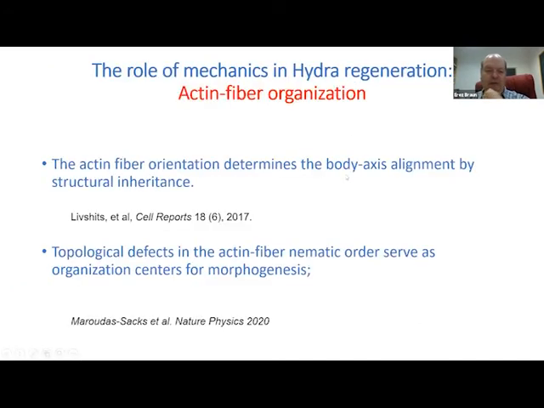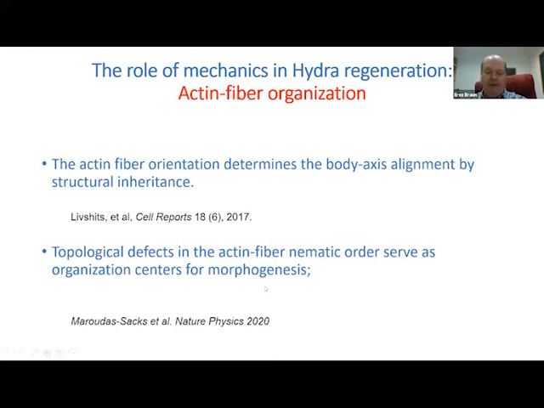Okay, so now I want to talk very briefly about actin fiber organization as part of our attempt to understand the role of mechanics in regeneration and morphogenesis. And these are two papers you can look at. One shows that actin fiber orientation determines the body axis alignment, not the polarity, but the alignment. And this is done by memory carried out from the parent animal. So we call it structural inheritance. So there is inheritance through the structure, not through the molecules.